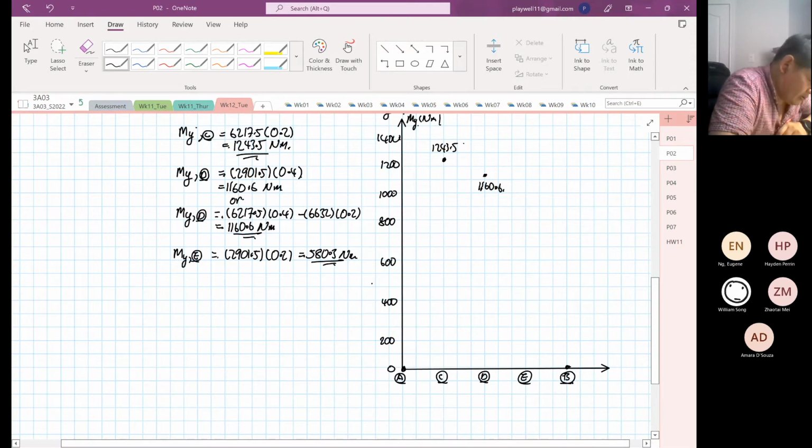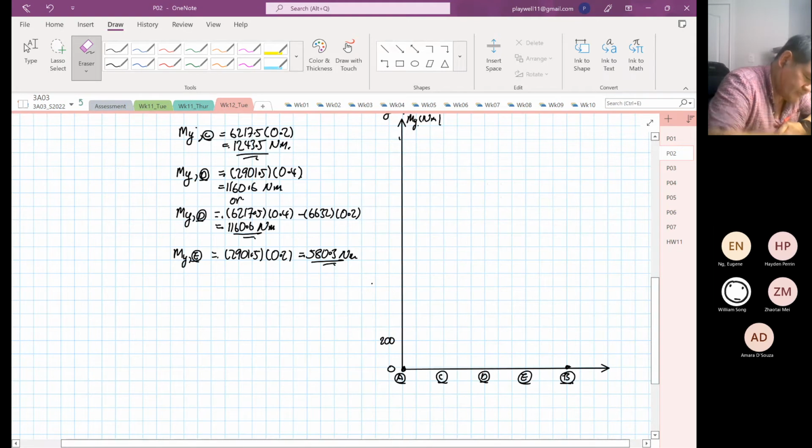Then moment at E is 580.3. Why are my scales so off? Sorry, it looks weird. My bad. My eyes are so gone today. 600, 800, 1,000, 1,200, 1,400. I do apologize.